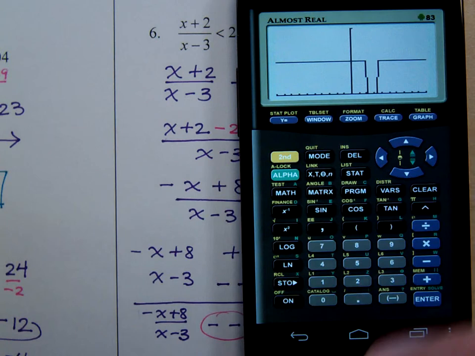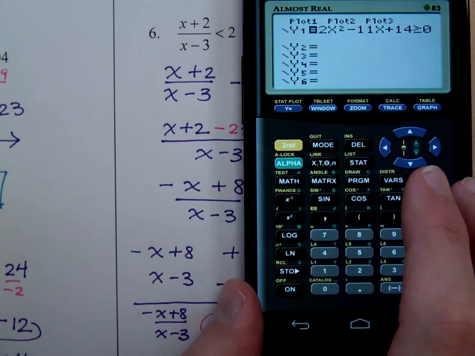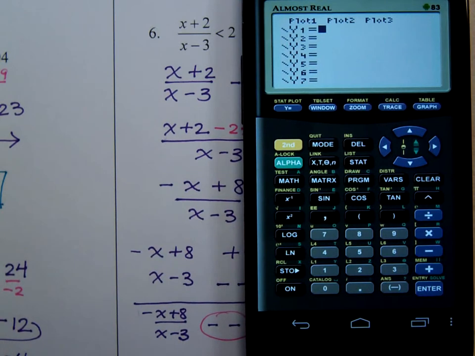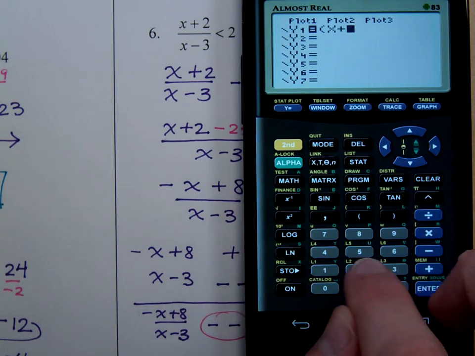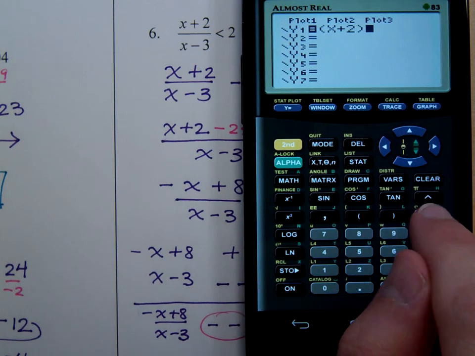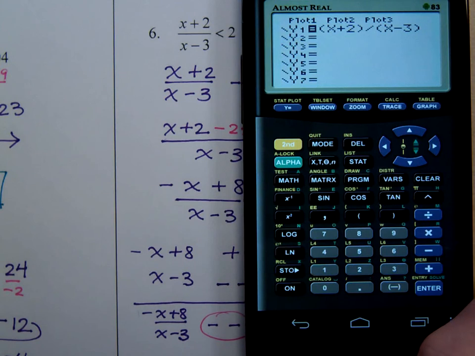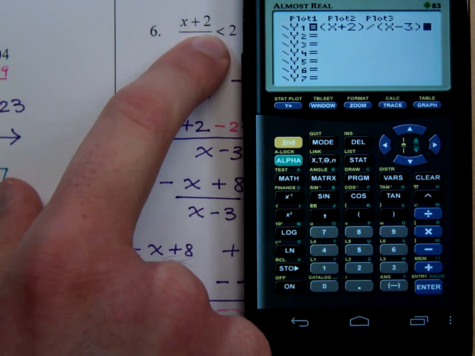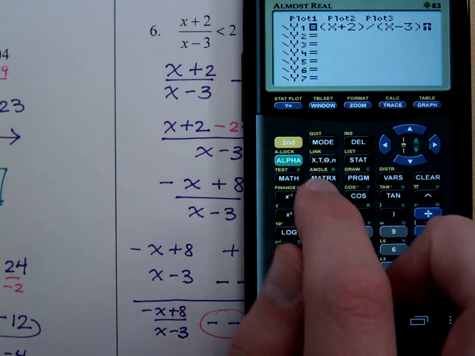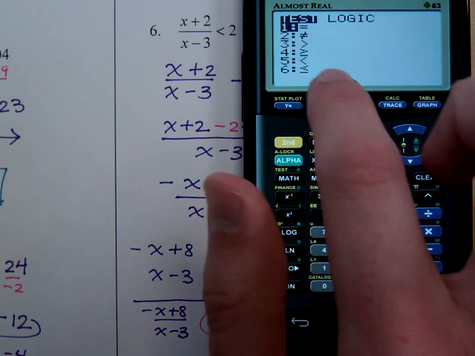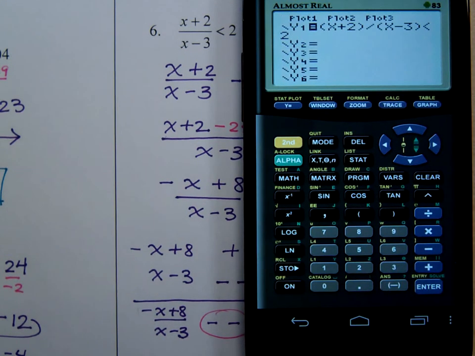So for the y equals, we're just going to type in this inequality. Be careful with your parentheses. So we have parentheses, x plus 2, close parentheses, all divided by x minus 3. And I want to know, when is this less than 2? So go back to your second math, your test menu. Less than is option 5. When is that less than 2?